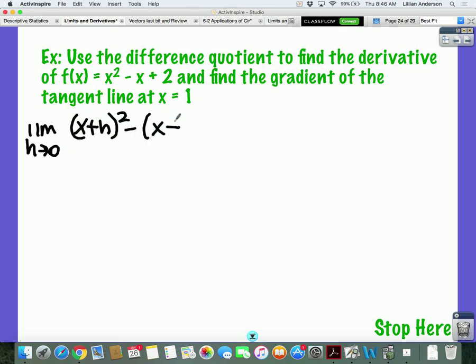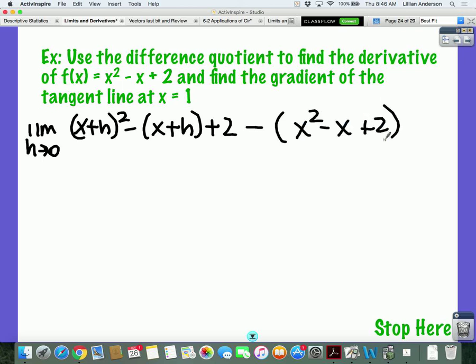Because there were 2 x's, you actually had to plug in x plus h twice. So everybody see that for that first part? Everywhere there's an x, you have to plug in an x plus h for that very first part. Then you have to subtract the entire function. You always put that in parentheses so you don't forget. You actually have to distribute over that negative, and all of that is over h.